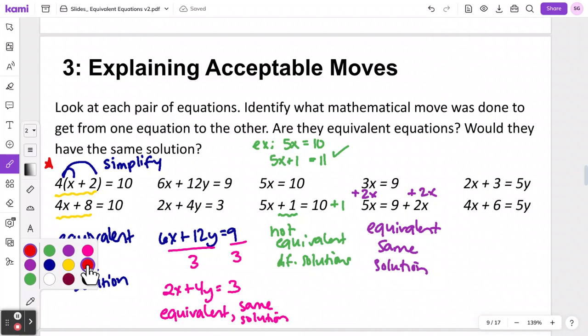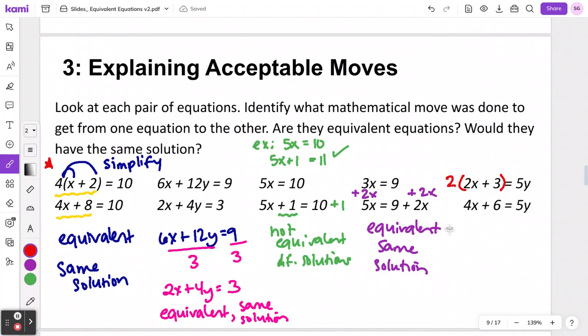There's one final one here. We go from 2x plus 3 equals 5y to 4x plus 6 equals 5y. Now, the first thing I'm noticing, both of the equations have 4y. On the left side, we're just going from 2x plus 3 to 4x plus 6. How do you go from a 2 to a 4 and a 3 to a 6? You had to multiply the left side of this equation by 2.